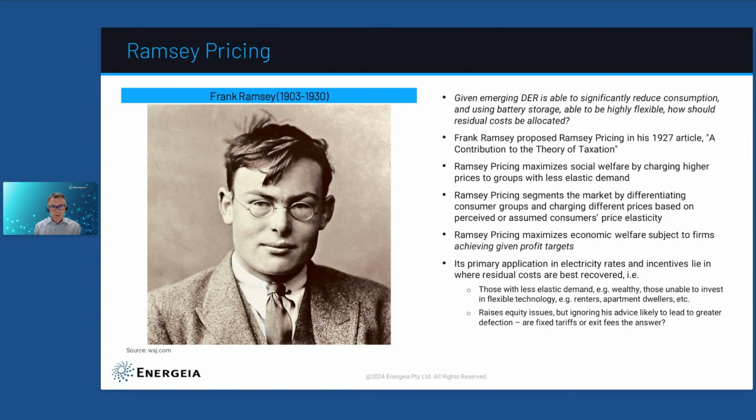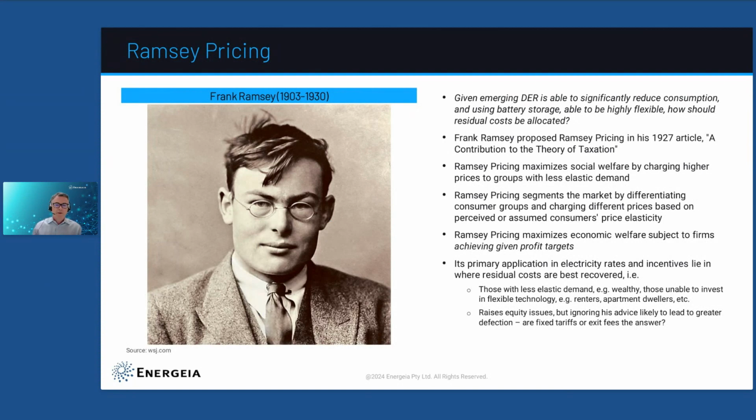So Frank Ramsey proposed Ramsey pricing in 1927. It was really around taxation, but it has been applied in electricity as well. And he basically put forward a theory that charging higher prices to groups with less elastic demand is the best way to recover those costs.